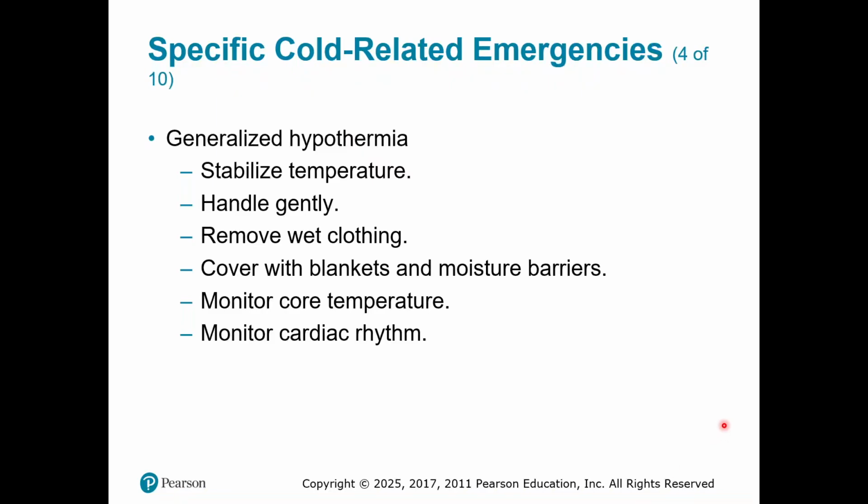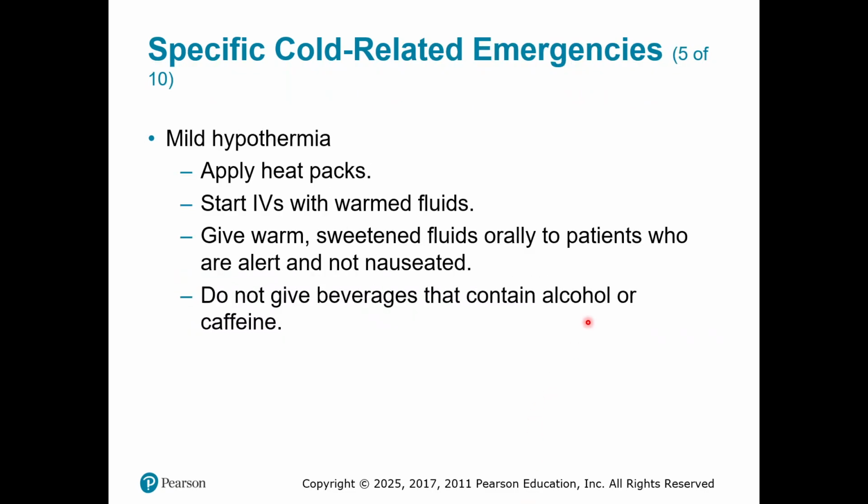In generalized hypothermia, let's do our best to stabilize the temperature. Handle the patient gently. These patients are susceptible to cardiac dysrhythmias, and one of the main dysrhythmias is ventricular fibrillation, or VFib. And so that's why we want to handle them gently. We want to remove wet clothing and cover them with a blanket and moisture barrier. We want to monitor that core temperature along with the cardiac rhythm.